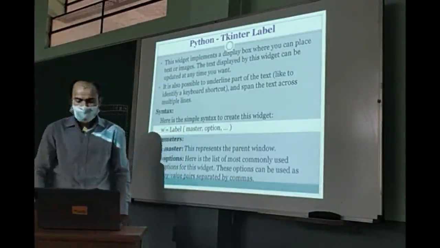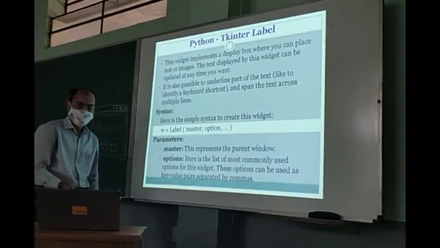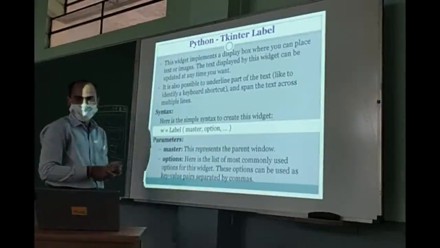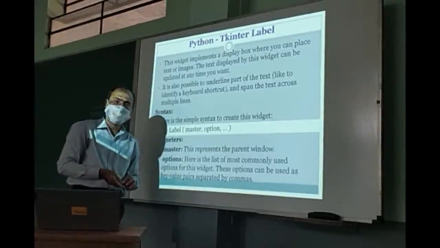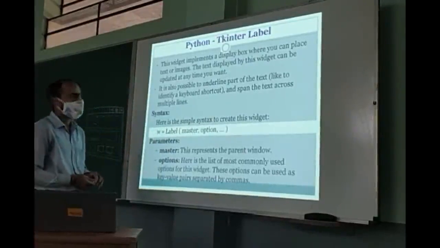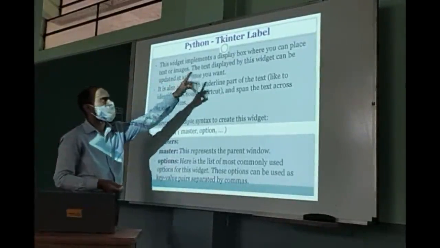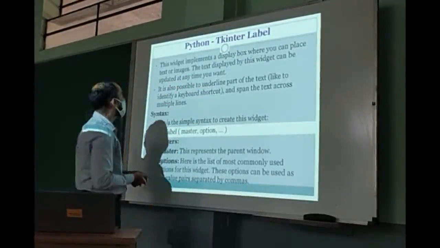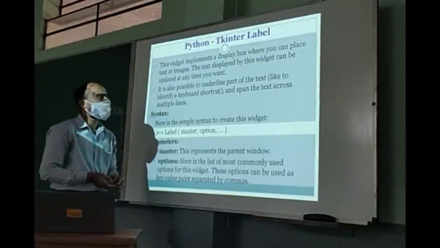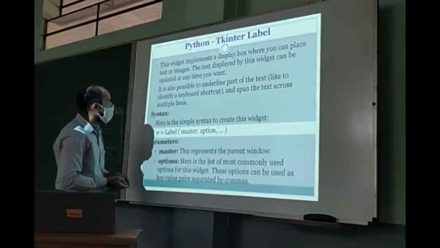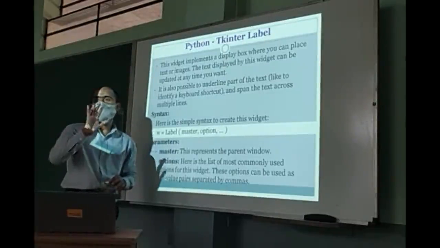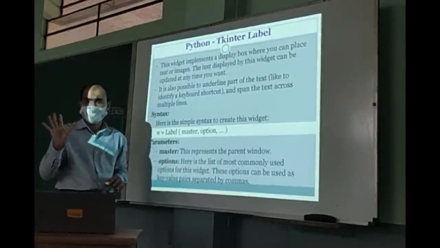Next is the label, the tkinter Label. The name itself tells you what a label is, and we have used labels in JavaScript as well. The purpose of using a label here in Python is also the same. This widget implements a display box where you can place text or images. The text displayed by this widget can be updated at any time you want. It is generally used to display text and images.